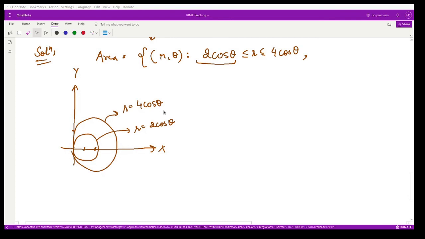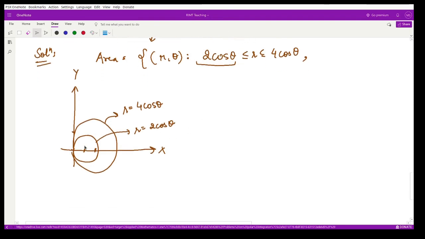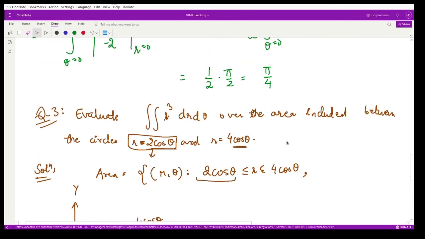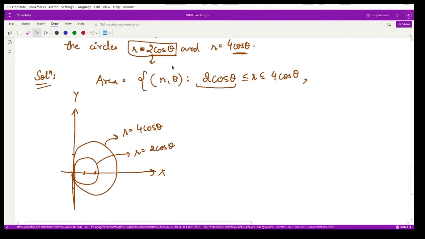So this is how you can draw the circles. r is equal to 2 cos theta and r is equal to 4 cos theta. Actually, what is the center and what is the radius? That is not so important in the calculation, but you should know what these centers and radii are. So tomorrow you will tell me what these center and radius are and how you can evaluate these for these two particular circles. So these are two circles.